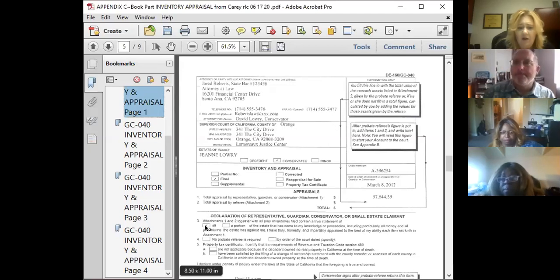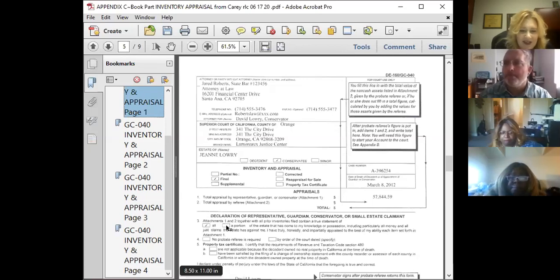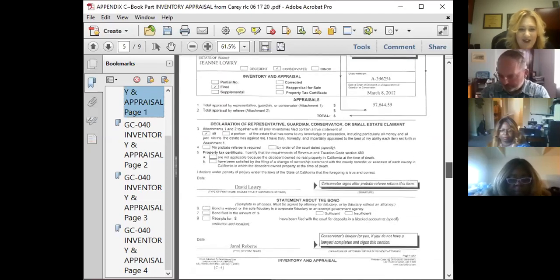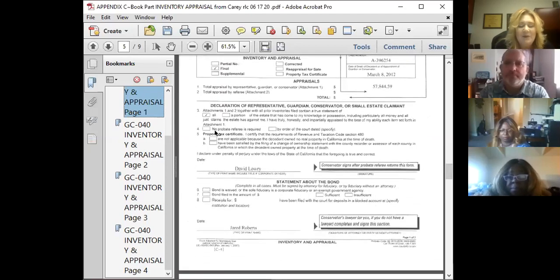And you're saying all of it's true and correct. You're not stating, which would be interesting, how you would say, oh, only a portion of it's correct. I lied on the other parts. I couldn't imagine anybody marking that box, but I guess that's their way of making sure you're telling a true statement.